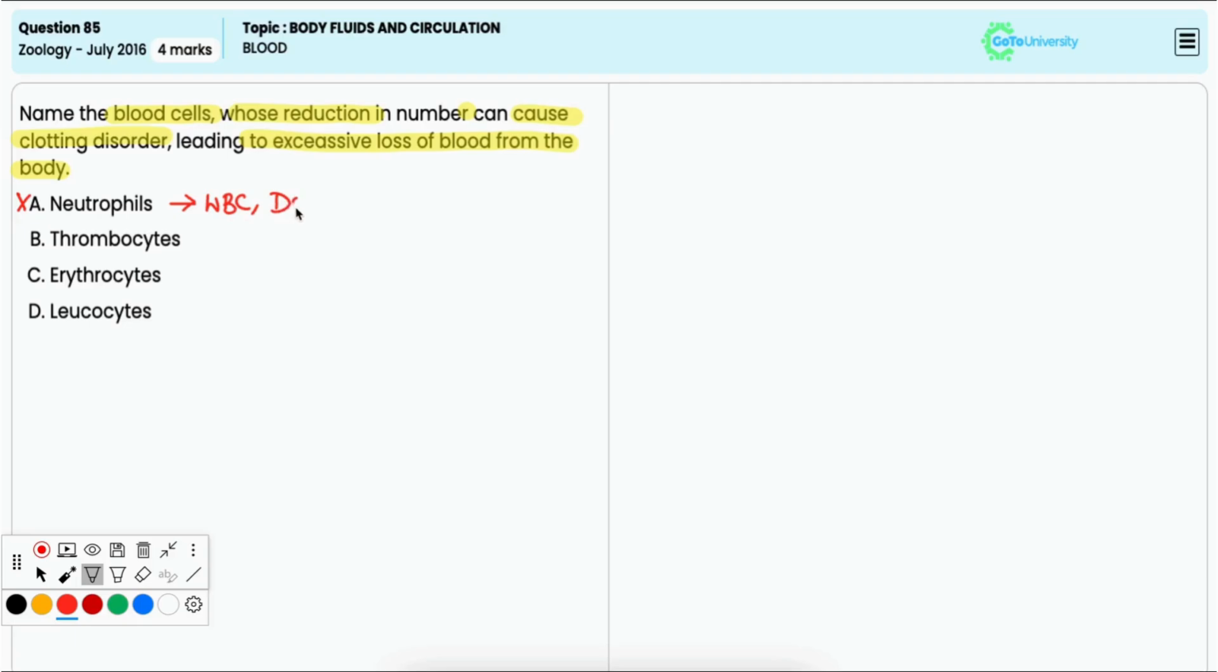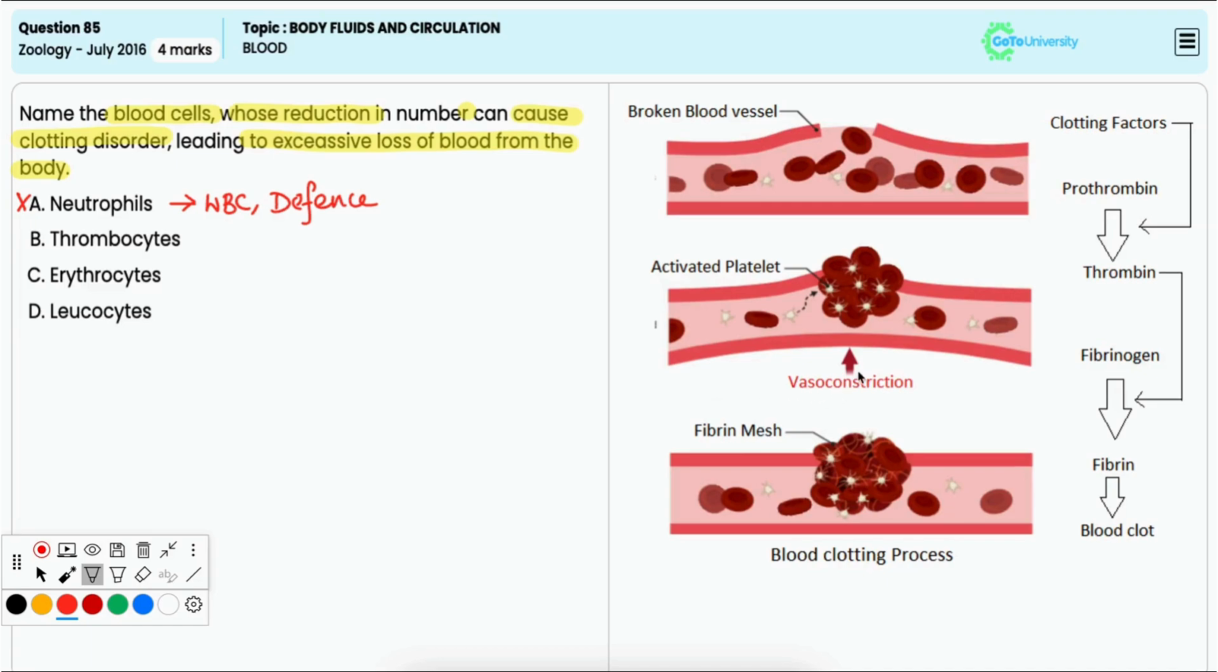defense of our body. Option B, thrombocytes. Now, thrombocytes, that is the platelets, play a crucial role in the process of blood clotting. When blood vessels are injured, platelets aggregate at the site of the injury for a temporary plug, and they start releasing chemicals that help to activate the clotting cascade. And this results in the formation of stable clot that prevents further bleeding.